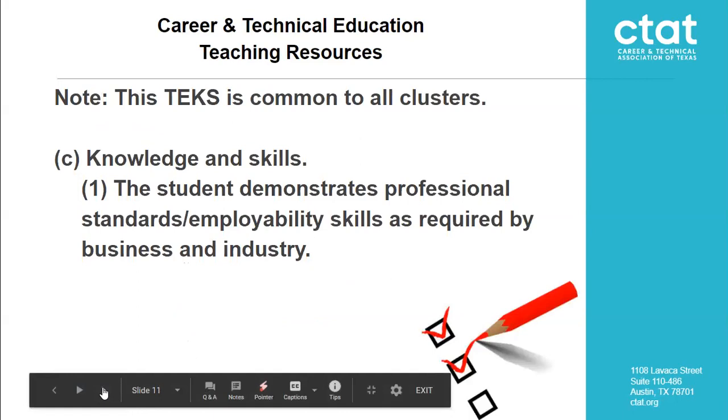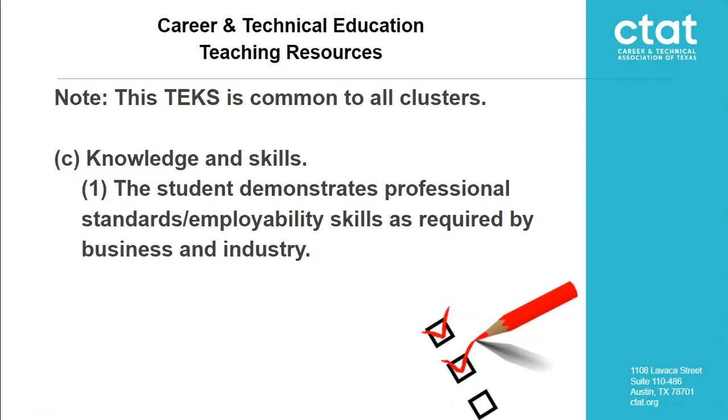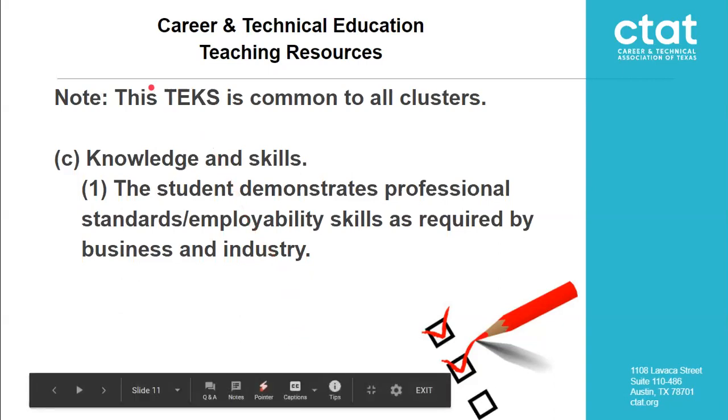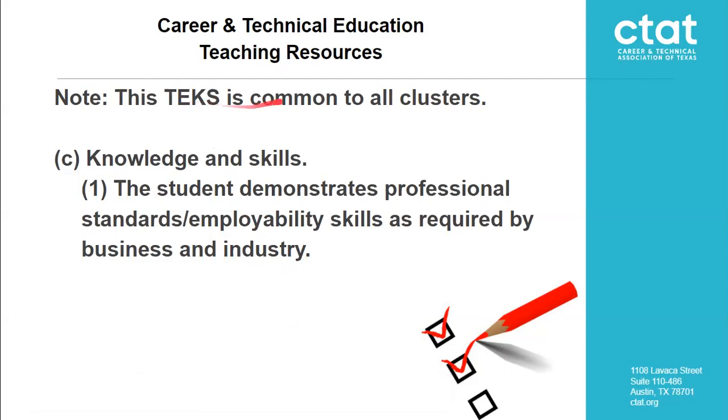Another thing I wanted to make a note of: sometimes it's easy if you have 4 or 5 different preps and you're in the beginning of the year, or maybe you're teaching more than one cluster. Notice that this Texas Essential Knowledge and Skill is common to all clusters. The actual knowledge and skills begin with C, and C1 is going to be in every principles course that you open up. The student demonstrates professional standards, employability skills as required by business and industry. That's pretty generic, and a lot of information fits under that. And of course, that's why that TEK is common to all career clusters.